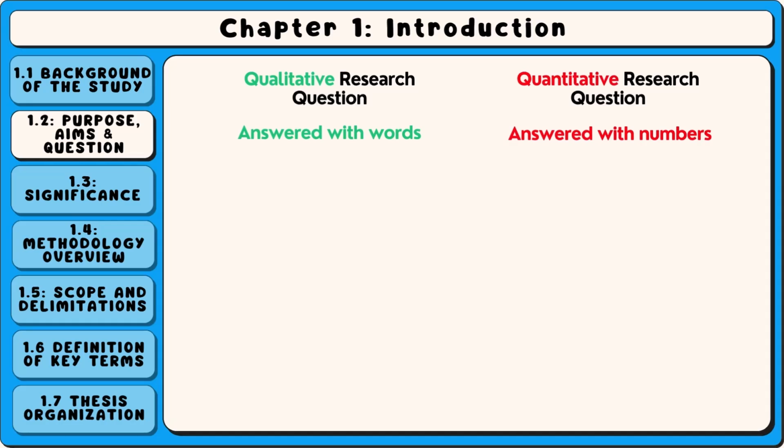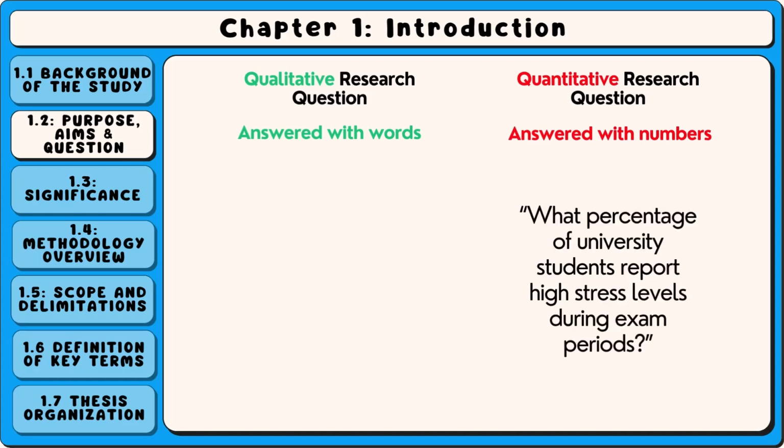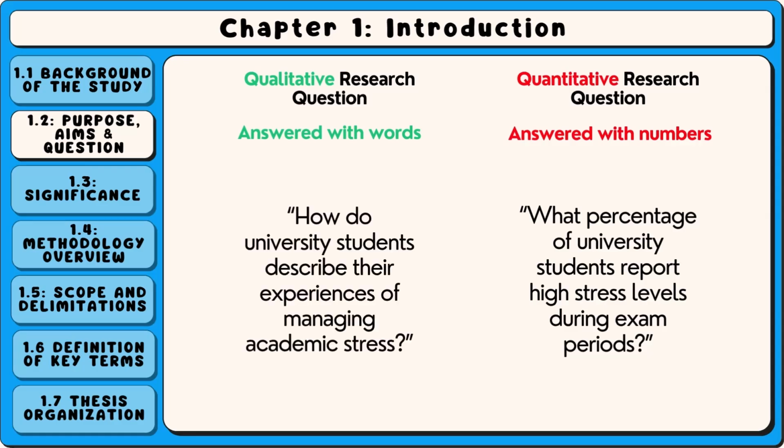A qualitative research question is answered with words, whereas quantitative research questions are answered with numbers. For example, a quantitative research question might ask, what percentage of university students report high stress levels during exam periods? The answer to this question will be numerical. In a qualitative study, the question might be, how did university students describe their experiences of managing academic stress? Here, the answer will be explained in words.